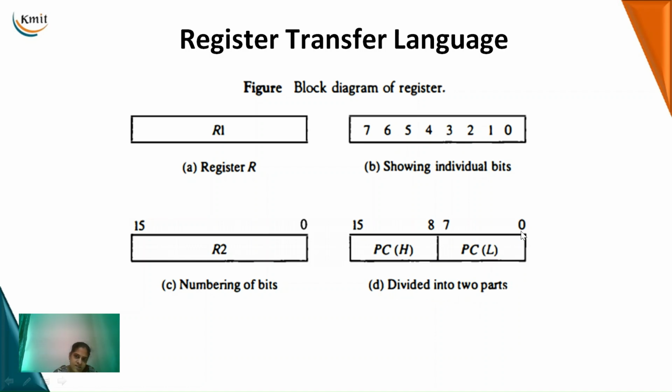And the other way of representing a register is dividing it into two parts. The 16-bit register is divided into two parts, where bits 0 to 7 represent the low level bits. Consider this is a program counter, which is a 16-bit register. The lower bits 0 to 7 are represented by capital L, the low level bits, and the higher level bits, bits 8 to 15, are represented by H. So these are the different ways of representing a register in a computer system.